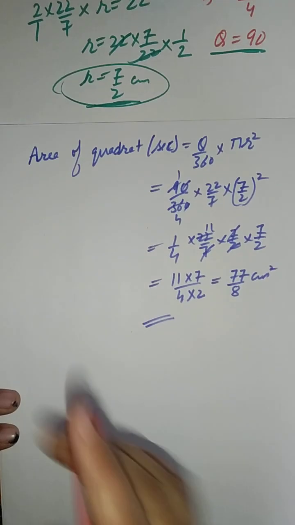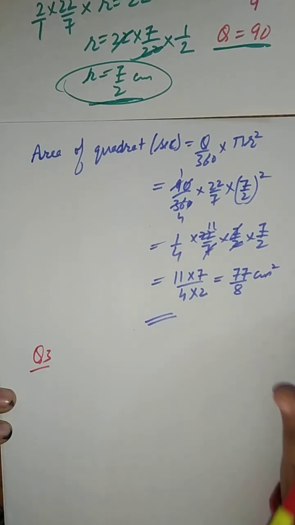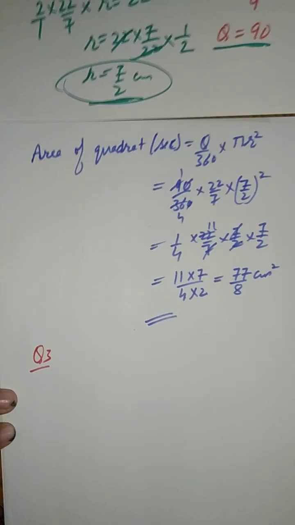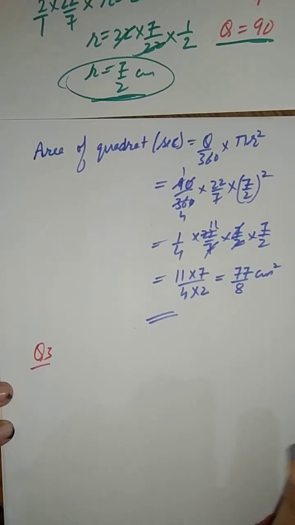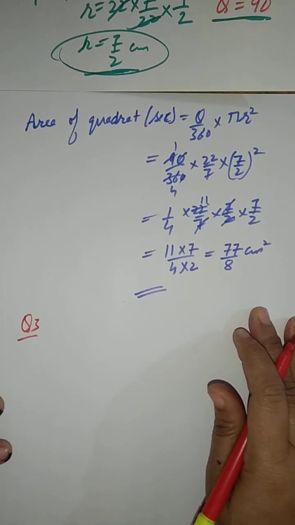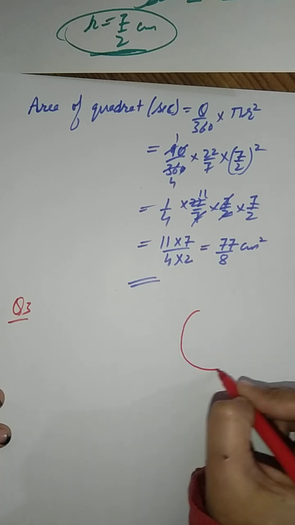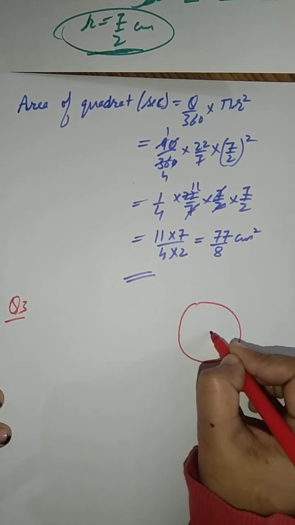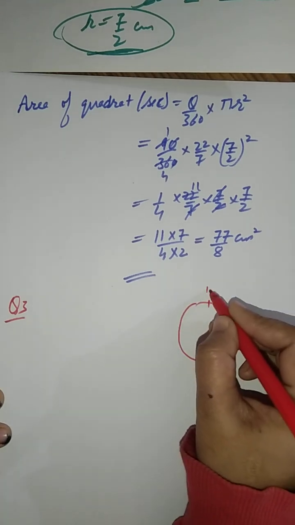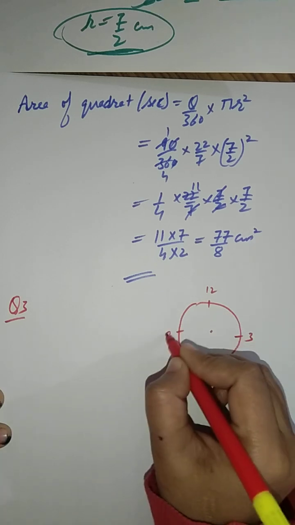Okay. Next, third question is, the length of the minute hand of a clock is 14 centimeter. Find the area swept by the minute hand in 5 minutes. Okay, clock is given to us. Suppose this is a clock with center O. Here time is 12. Here we have 6, 3 and 9.